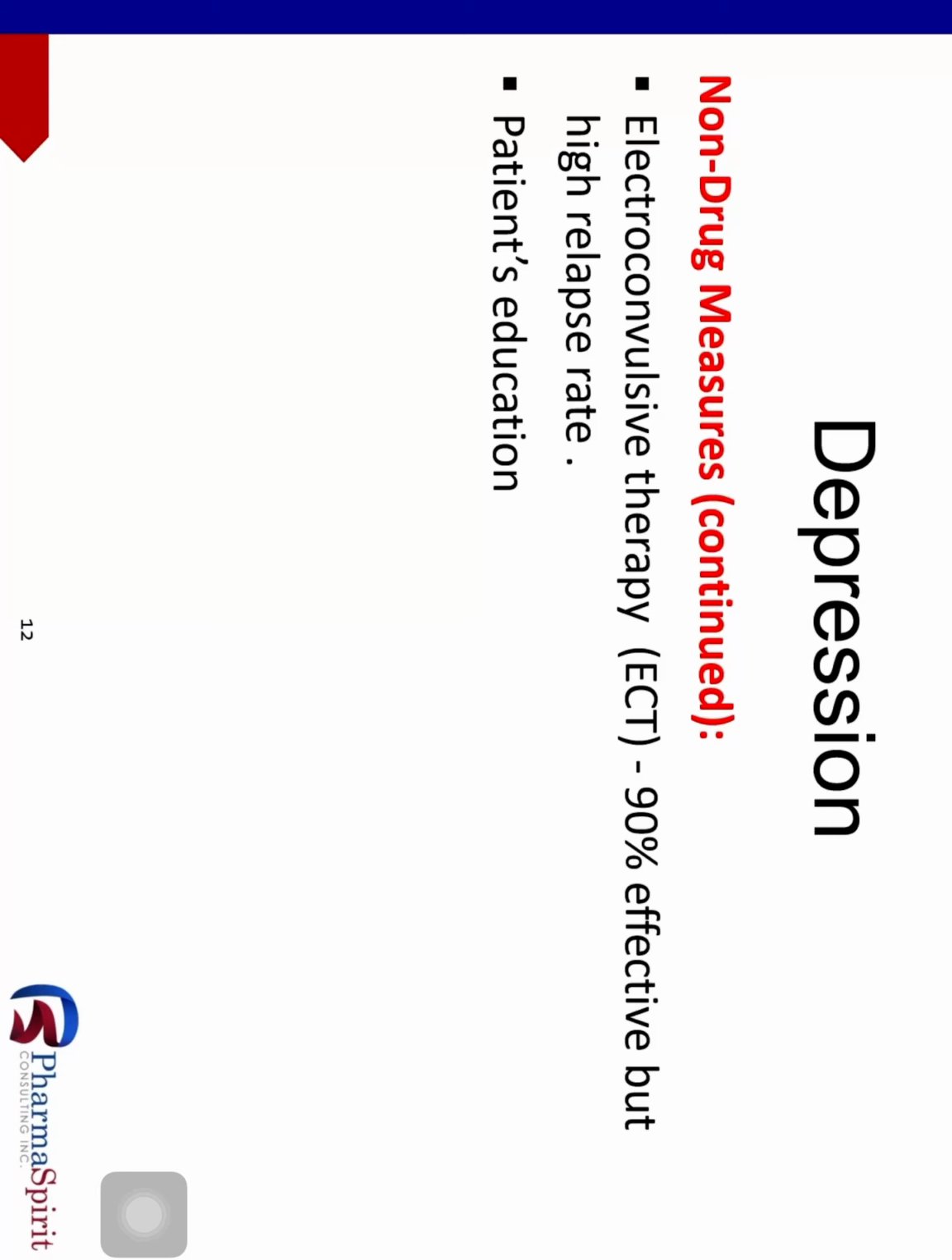Another non-drug measure that we can use for depression is electroconvulsive therapy. Actually, electroconvulsive therapy or ECT is more effective than any medication that we can use for depression. And the efficacy is about 80 to 90%. So 80 to 90% of patients who receive electroconvulsive therapy will indeed go into remission of symptoms.